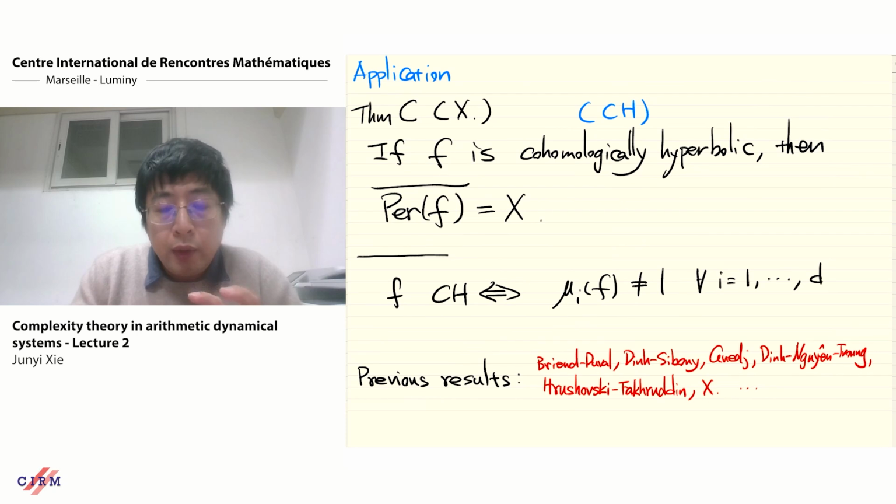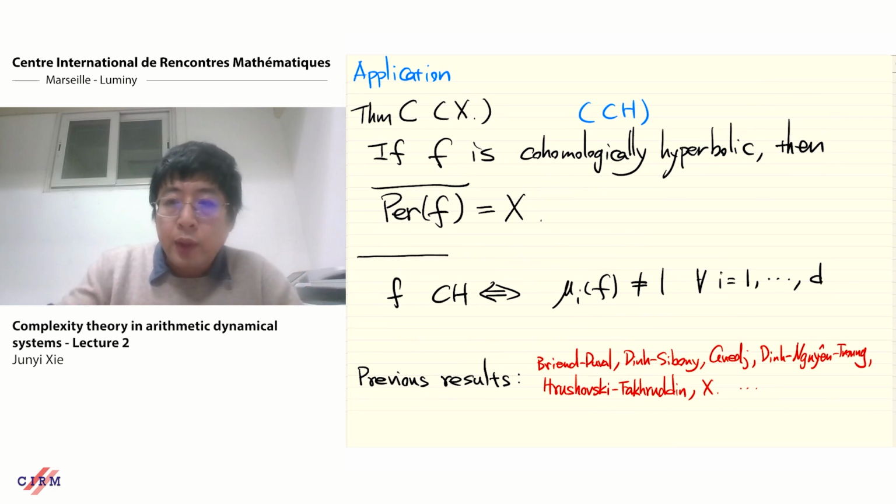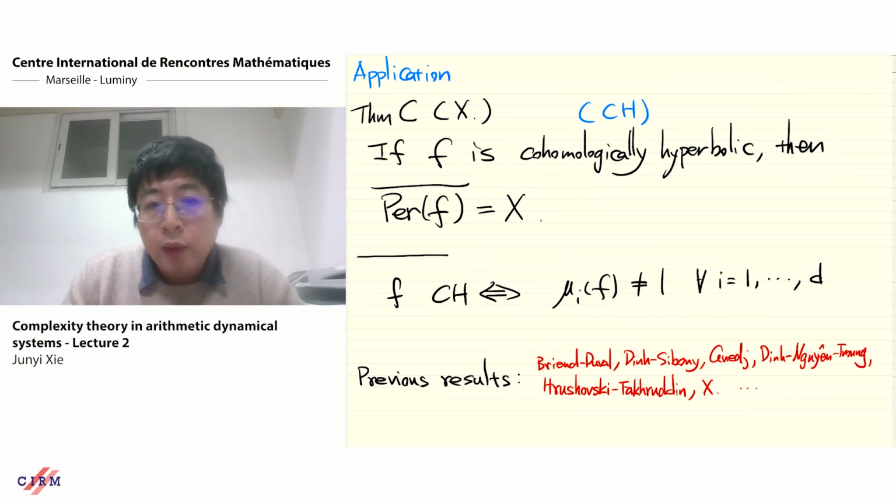So the statement is that if our F, this rational self-map F, is cohomologically hyperbolic, which means that all these cohomological Lyapunov exponents are either strictly larger than 1 or strictly less than 1, so no mu_i equal to 1, then under this condition, the set of periodic points of X is Zariski dense.